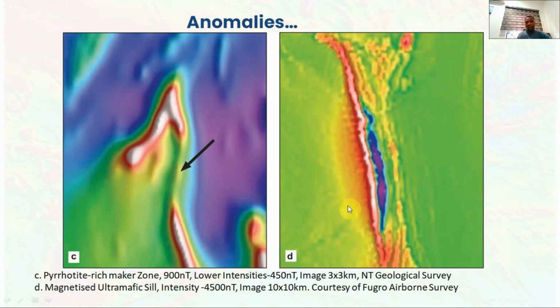And also in this image D, you can see another clear anomaly, a magnetized ultramafic body, with an intensity of minus 4500. So that is a clear anomaly. Anomalies can be found in places where you are not supposed to see them, so you begin to ask questions: wow, this is not supposed to be here.